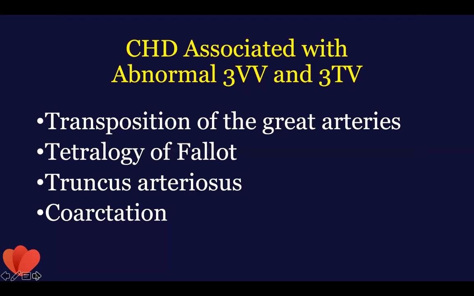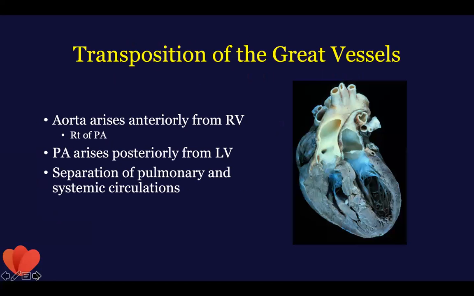So what congenital heart diseases can you identify with the three-vessel view and three-vessel trachea view? I think the most important is transposition of the great arteries, tetralogy of Fallot, which I think is diagnosed probably the most often with these, truncus arteriosus, and coarctation. So transposition of the great arteries.